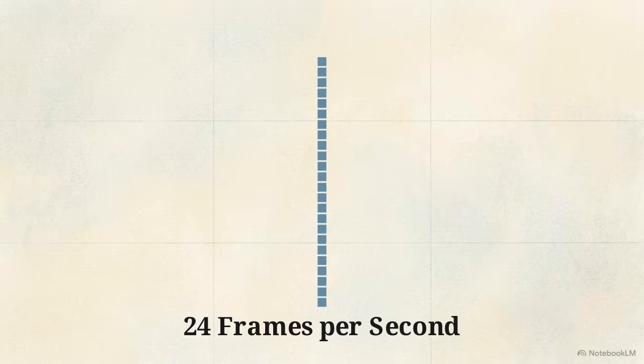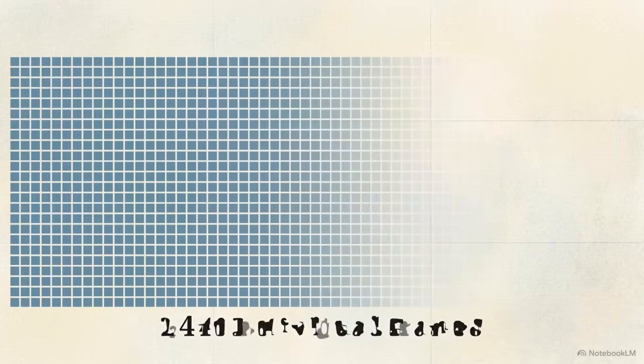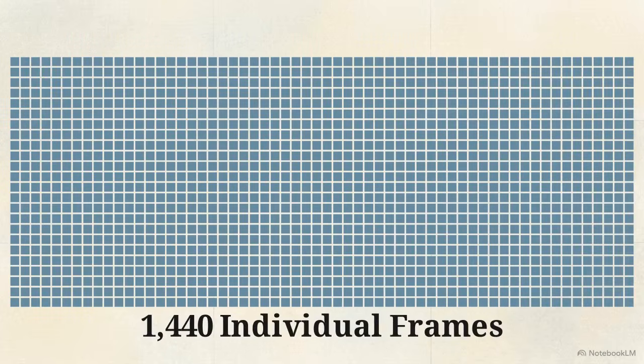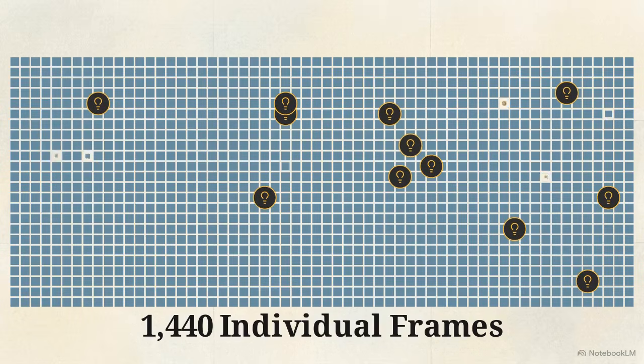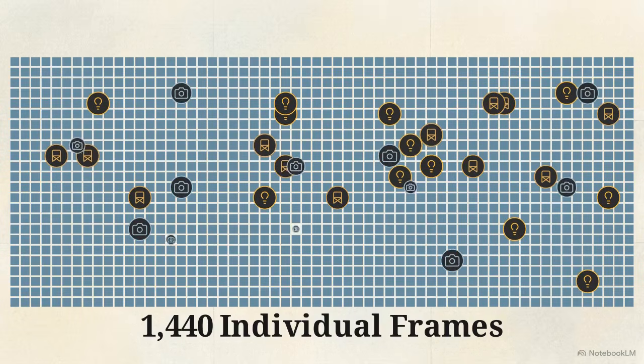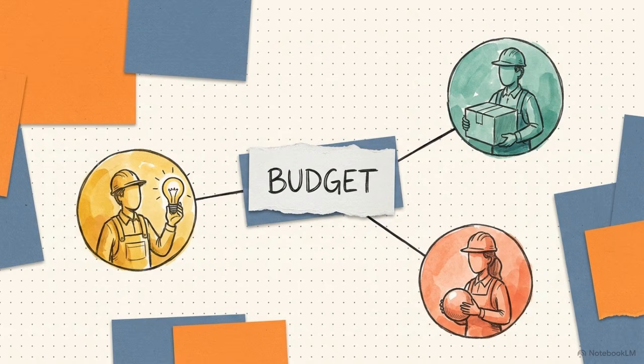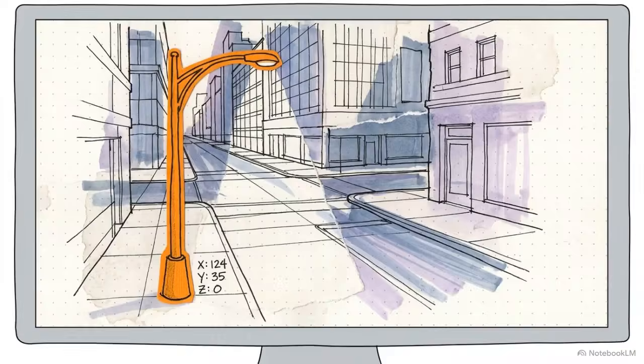Film and video typically run at 24 frames per second. That means a single minute of animation requires exactly 1,440 individual frames. Behind each one, someone must dictate the exact lighting, physical movement, and camera placement. Your animation budget funds a network of lighters, riggers, and modelers who must manually define every detail of a digital environment, one frame at a time.